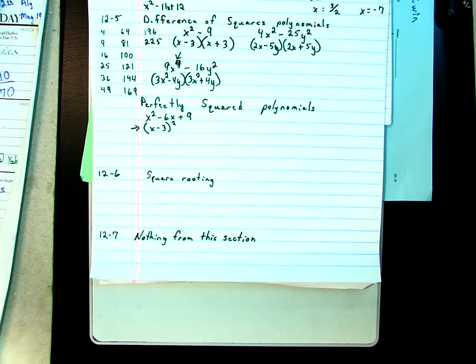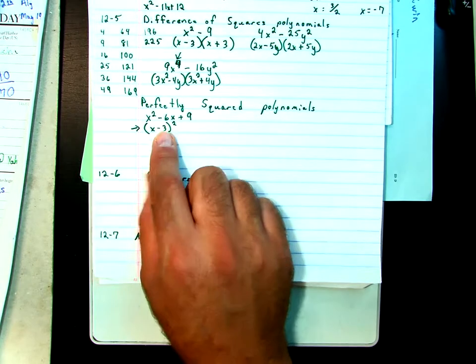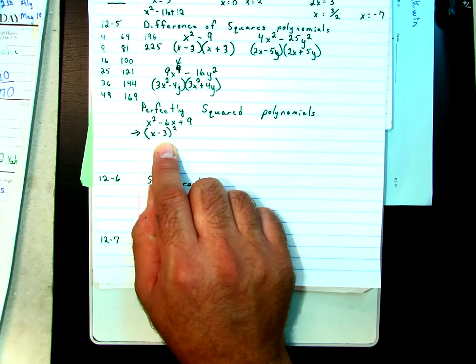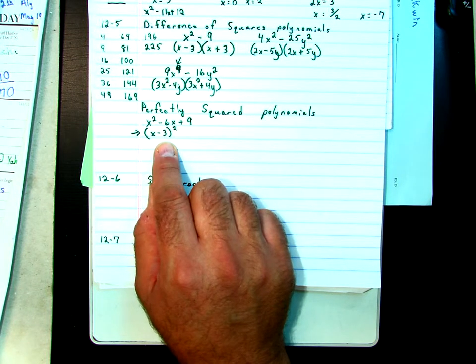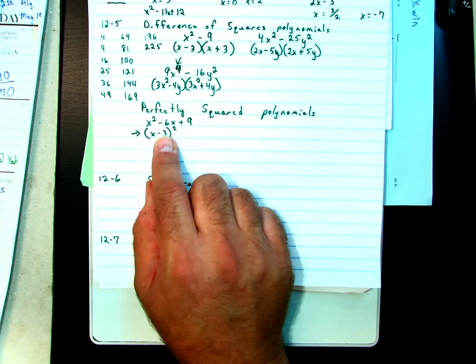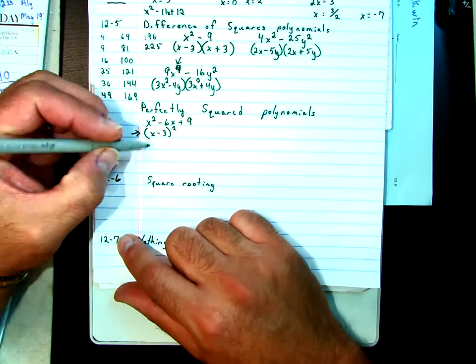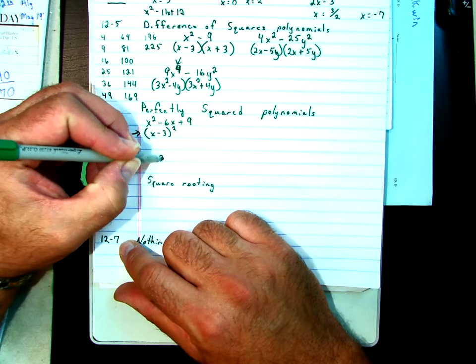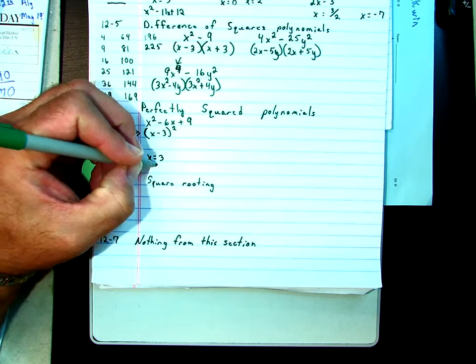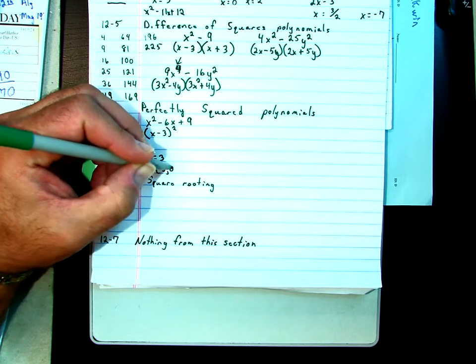form. Now, we've already talked about how many times this problem actually touches the x-axis. It only touches once. Why? Because it has the same answer. It's going to touch the same place at x equals 3. And the vertex would be 3, 0.